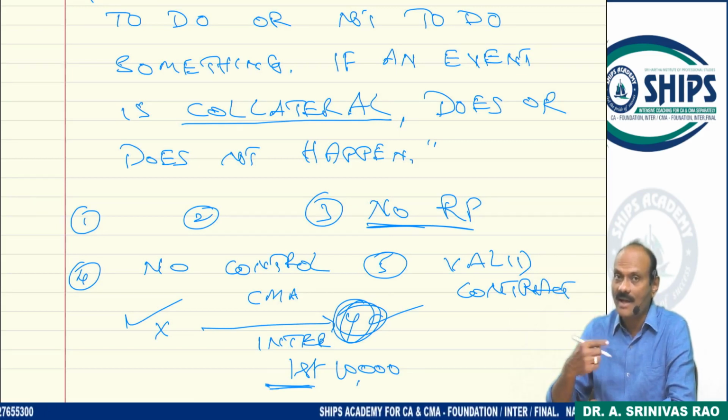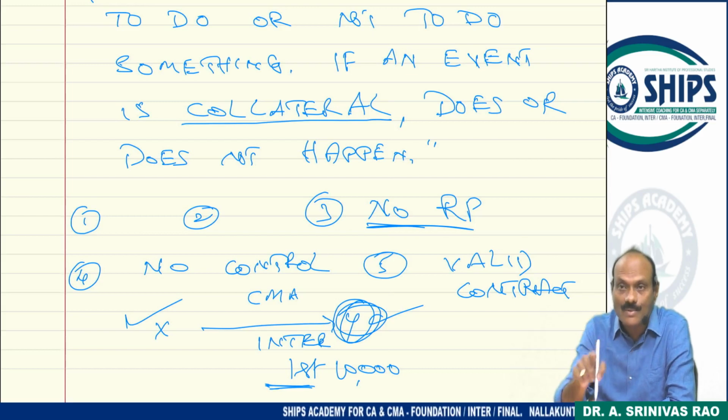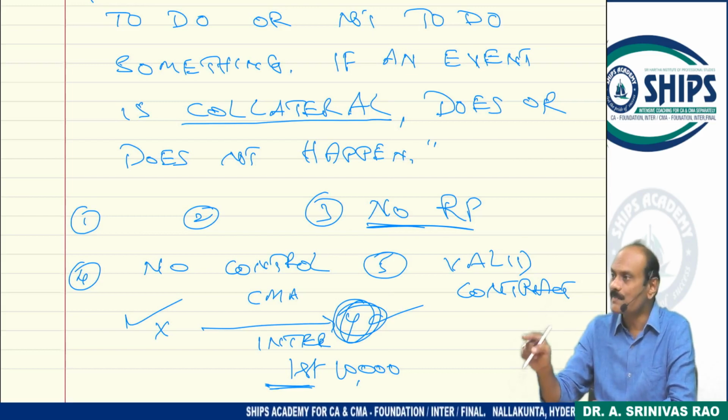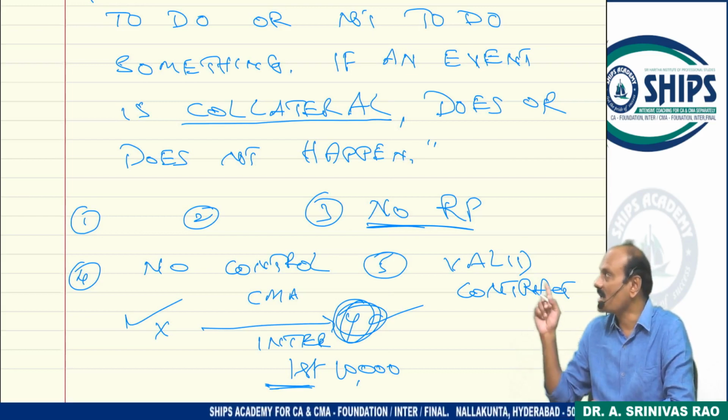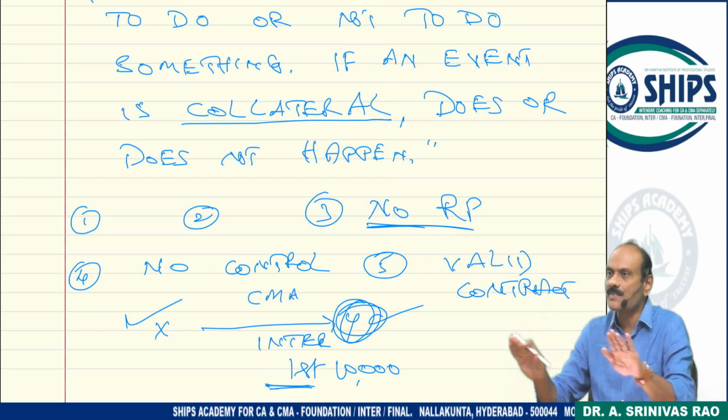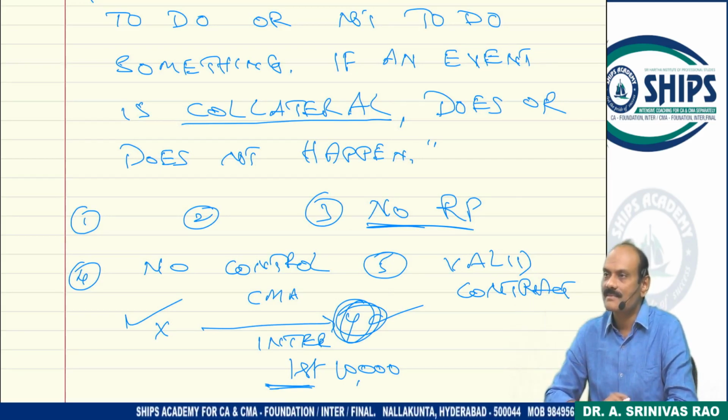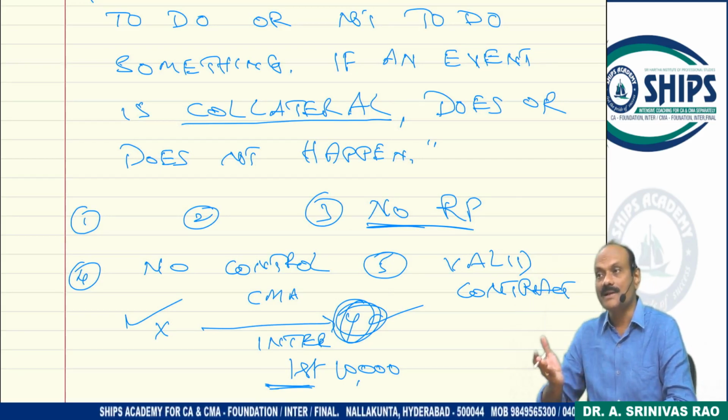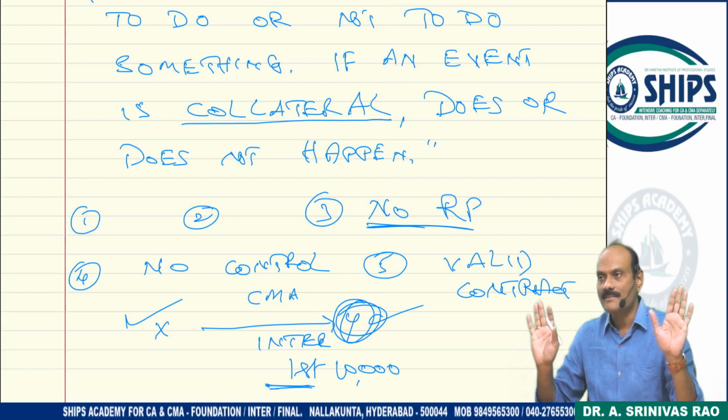If it rains, I have to pay. Otherwise, you have to pay. There is a reciprocal promise. Whereas in a contingent contract, there is no reciprocal promise. If you pass the exam, I will pay. Otherwise, you need not pay.